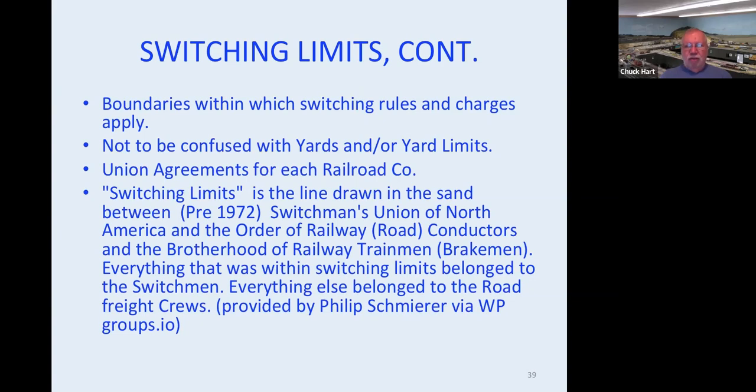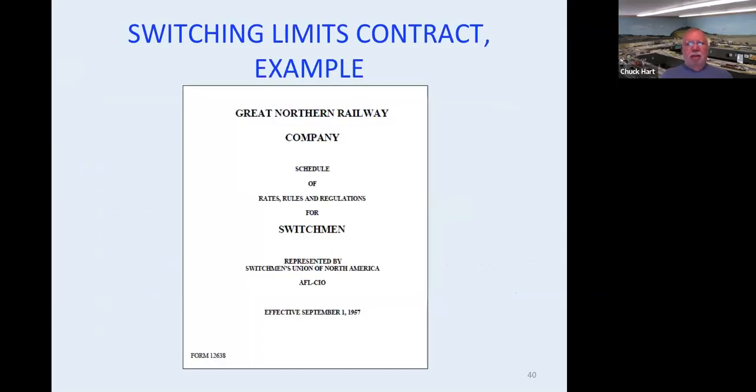A little confusing, but it's something different, and you can apply it to your model railroad. I'll show you how to do that in just a minute. Here's a front cover page from the Great Northern Company schedule of rules, rates, regulations for switchmen. And again, it's represented by the Switchmen's Union of North America through the AFL-CIO. And you can see this is effective date of September 1, 1957. So this is an old document. If you ever want to see it, I can send it to you. I have the complete PDF document of this schedule.